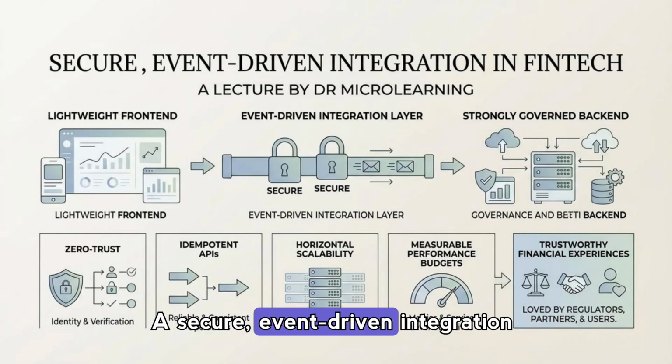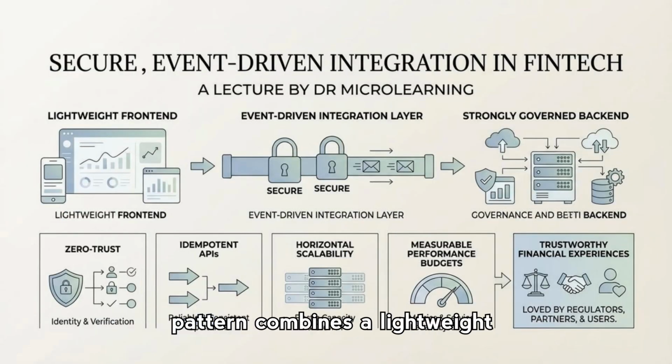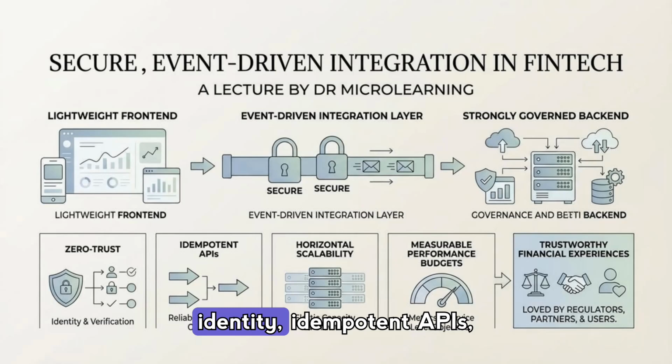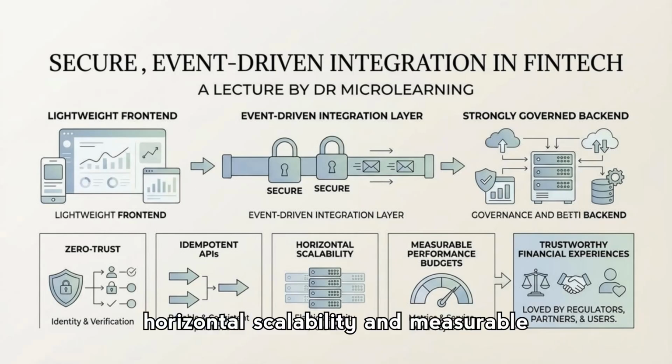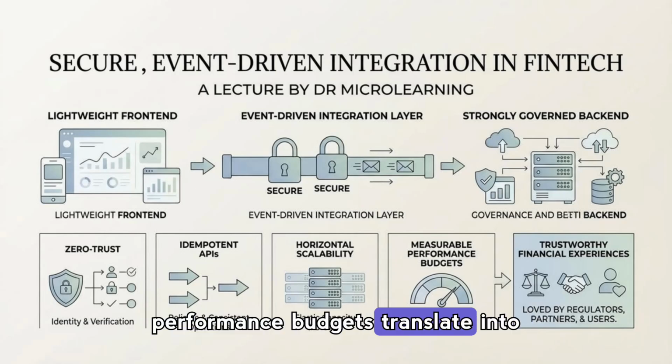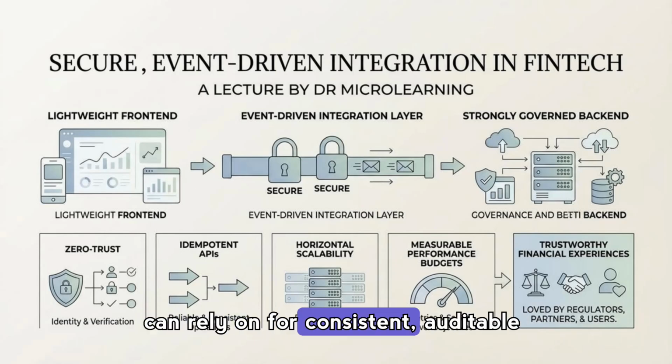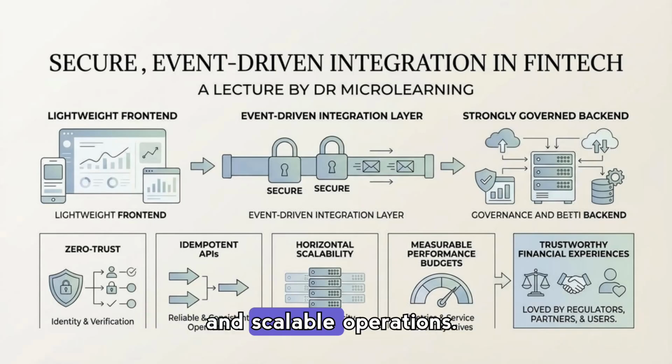A secure event-driven integration pattern combines a lightweight front-end, a secured event-driven integration layer, and a strongly governed backend, so that zero-trust identity, idempotent APIs, horizontal scalability, and measurable performance budgets translate into trustworthy financial experiences that regulators, partners, and users can rely on for consistent, auditable, and scalable operations.